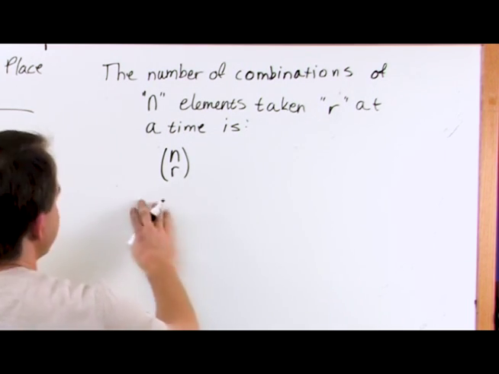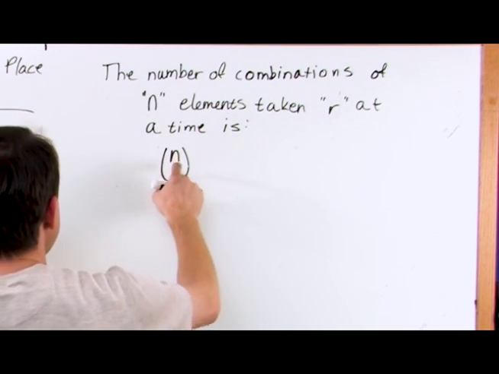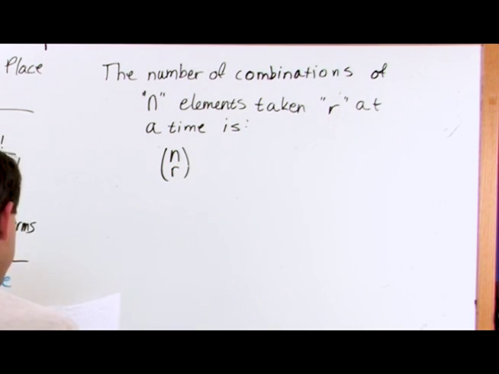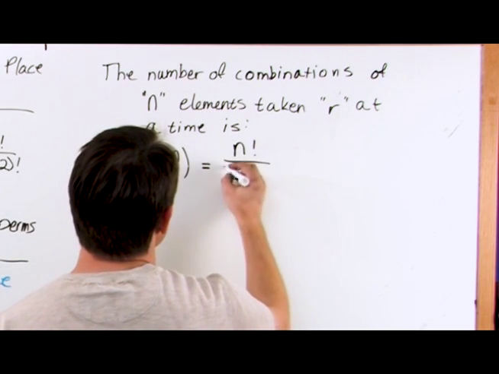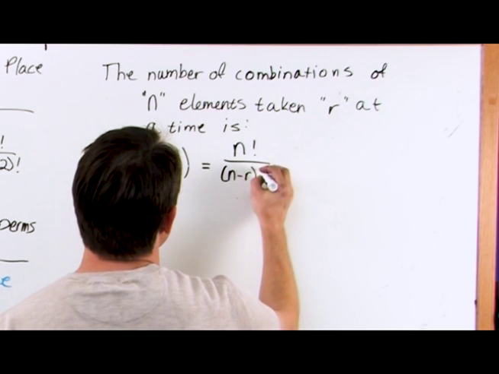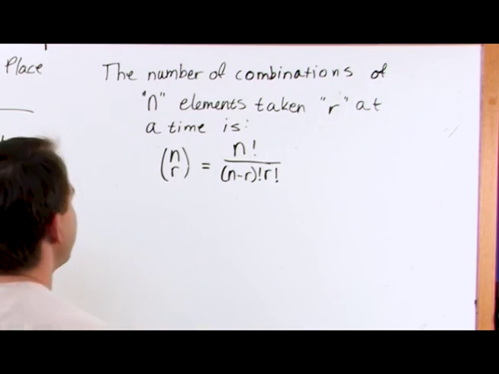You're just going to have to get used to this. There's no fraction here. It's not n divided by r. It's just n and r, and there's a parentheses here. Let me write it down, and we'll talk about it. What it is: n factorial over n minus r factorial times r factorial. Okay, that's what it's equal to.